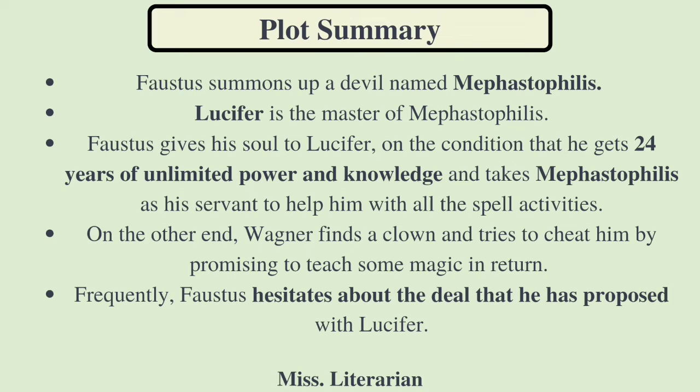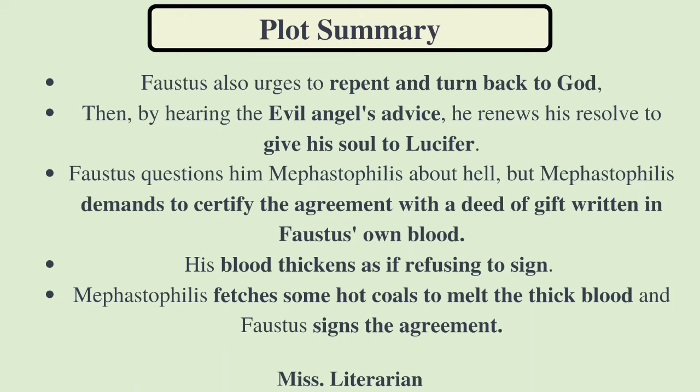Now, during his studies, Faustus begins to hesitate about the deal that he already proposed to Lucifer. In the middle of his studies, he debates and wants to repent and turn back to God. Two angels appear whenever he repents. The good angel tries to convince him to move back to God. Similarly, the bad angel tells him that whatever he does is right. Faustus listens to the bad angel's advice and renews his resolve to give his soul to Lucifer.